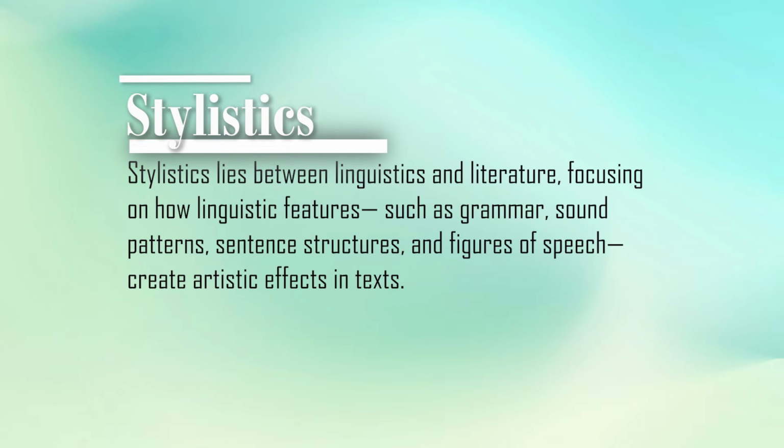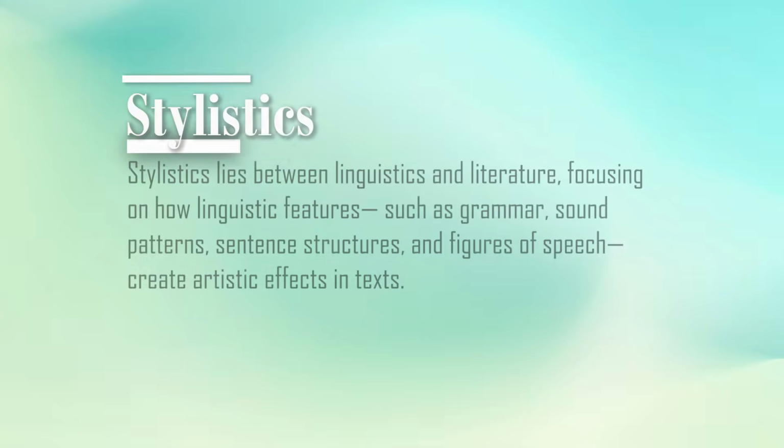The fourth one is stylistics. Stylistics lies between linguistics and literature, focusing on how linguistic features such as grammar, sound patterns, sentence structures, and figures of speech create artistic effects in text. It combines objective linguistic analysis with aesthetic judgment.